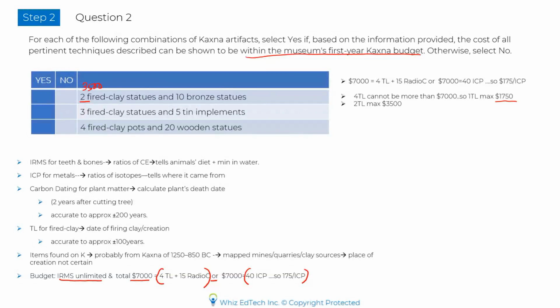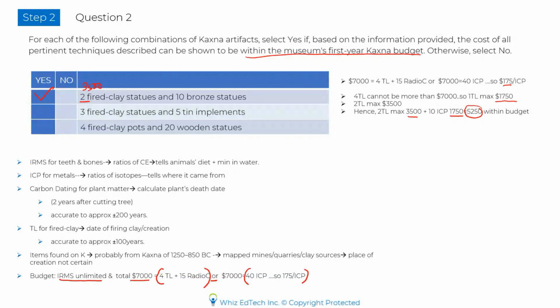Okay, that leaves you with 10. Now we have to see in the remaining 3,500 if the metal ones will work or not. So we know that one metal test is 175, right? So 10 will be 1,750. So if I add 3,500 and 1,750, this is within my budget. So for this, it will be yes, it is within budget.